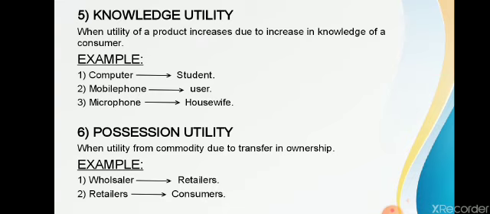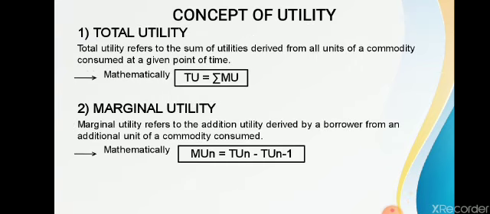When the utility from community increases due to the transfer in ownership, here the ownership is being transferred. That is why the community gets the greater utility. For example, when any goods is being transferred from wholesaler to the retailer and from retailer to the consumer. So this is the example of the possession utility. So I hope students, all the three types of utility are clear to you.